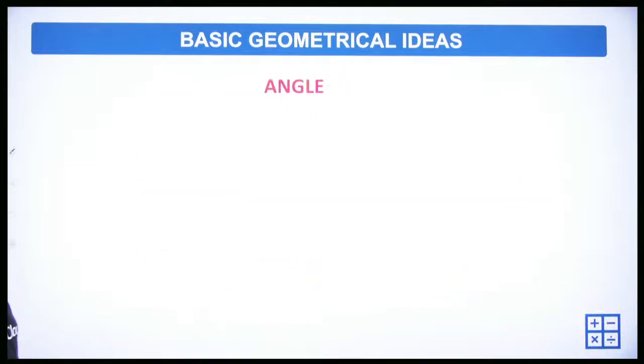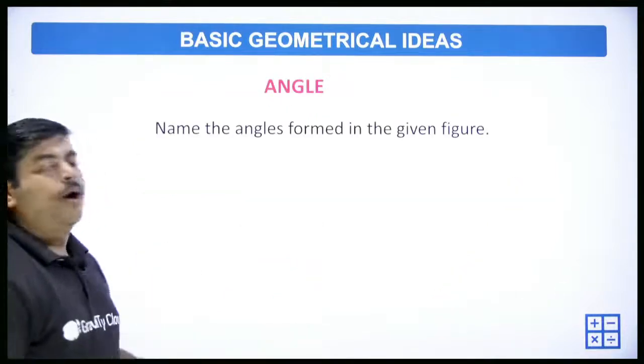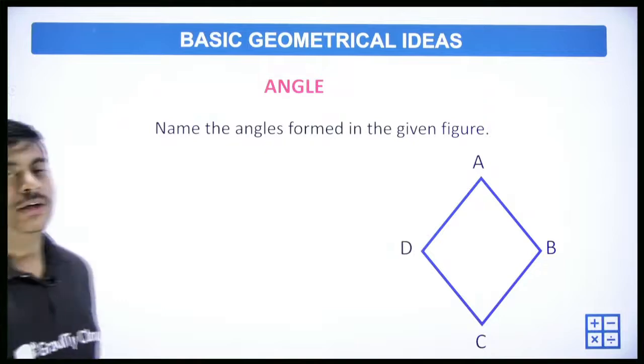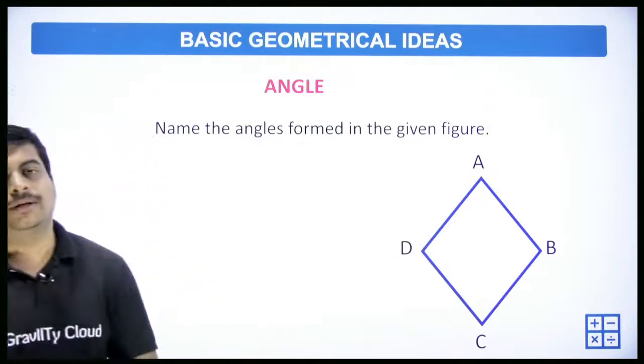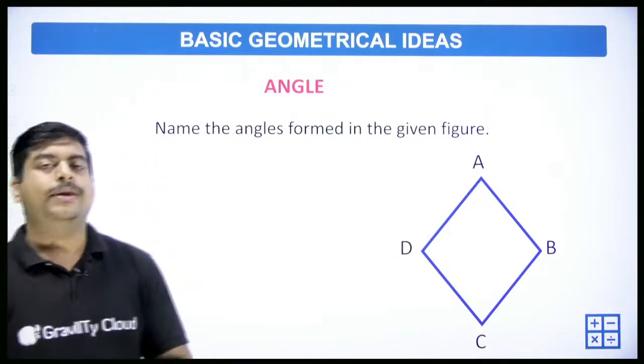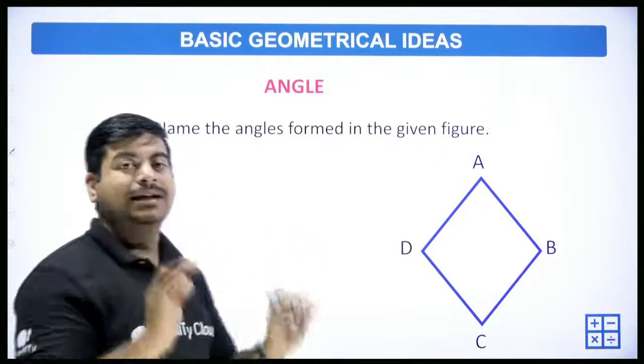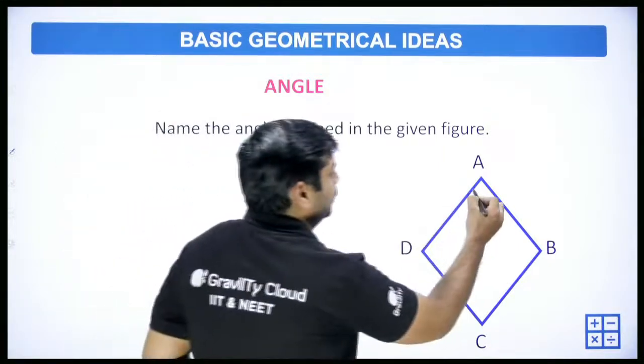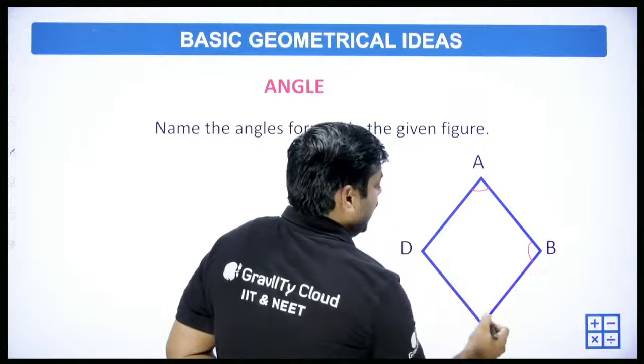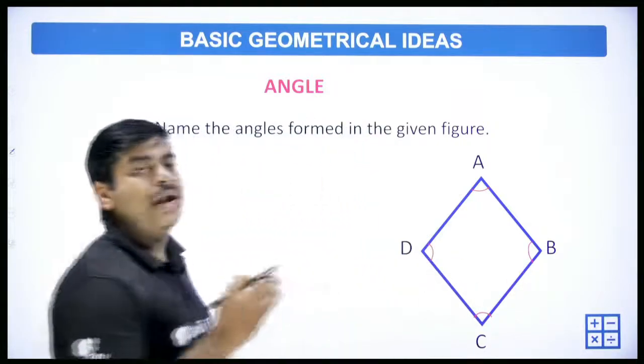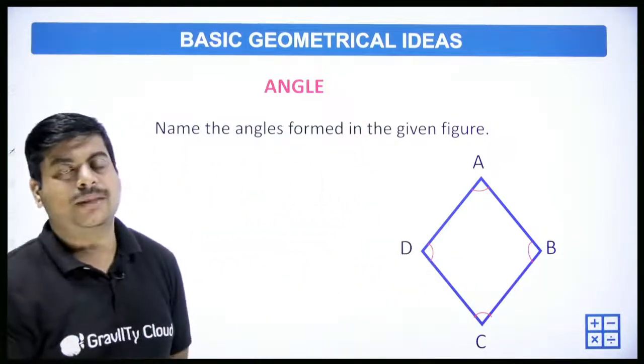So moving forward. Name the angles formed in the given figure. We have a figure here. We need to write all the angles that are being formed. And you can observe how many angles can be formed. There are 4 angles, right? So this is one, this is the second angle, this is the third angle, and this is the fourth angle. So total 4 angles are formed. So how can we write them?